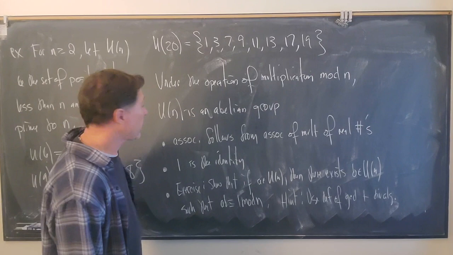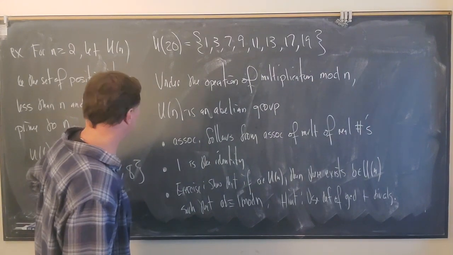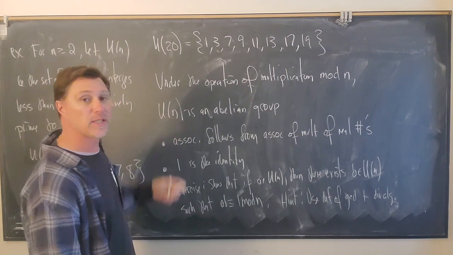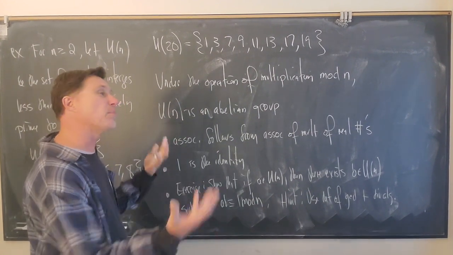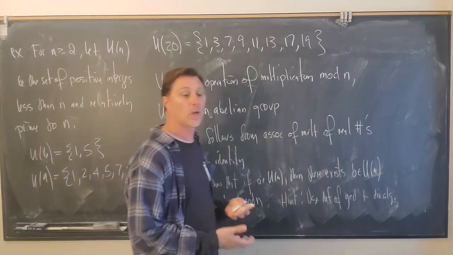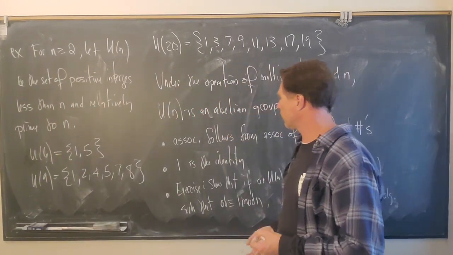Closure. If you take two elements in U sub n, both of them are relatively prime to n, which means that they have no common factors with n. So if you multiply two things that have no common factors with n, you're not going to create a common factor with n. So that's where the closure part comes from.